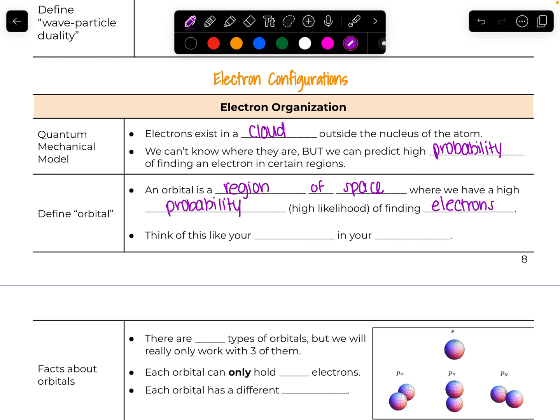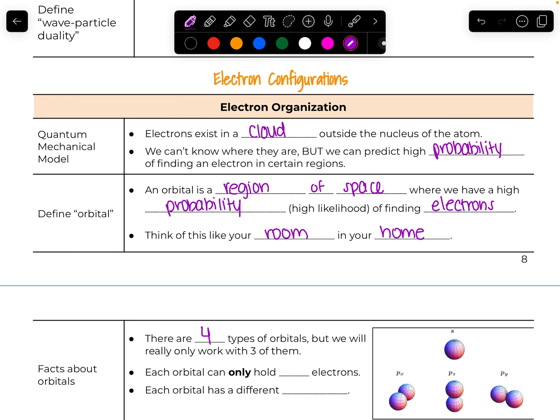So you can think of an orbital like a room, like your room in your home. This is your space, right? It's where you are very likely to reside. If you're hungry, you can go out of your room and go to the kitchen. You're able to wander around your house, but you're very likely going to spend a lot of time in your individual room.